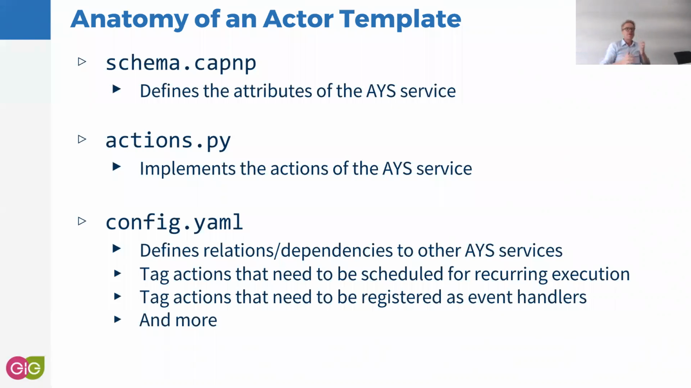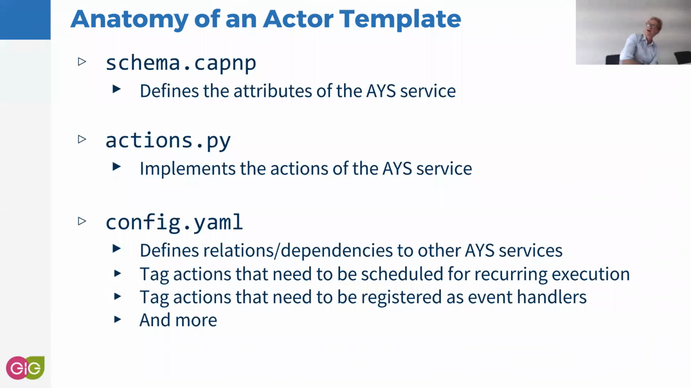The actions file is basically a Python file where you implement all the things that the service needs to be able to do. It's basically all Python functions that you create. You'll see. And the config YAML, that's an interesting one. I have many slides about that too, and nice documentation. That's where you define relationships among AYS services. And that's, again, very important for making AYS intelligent.